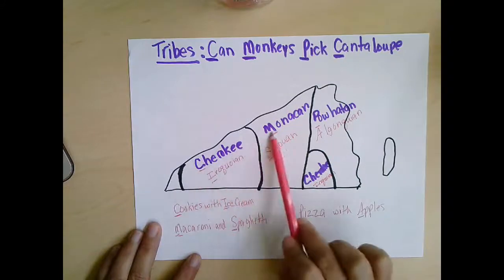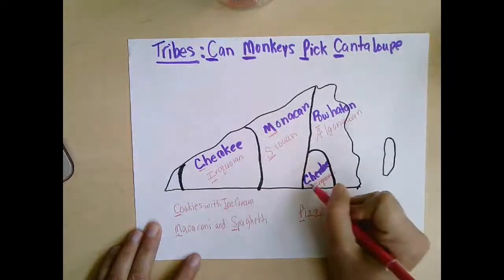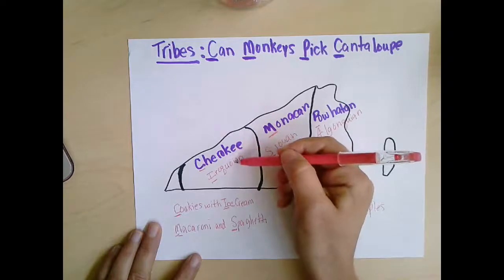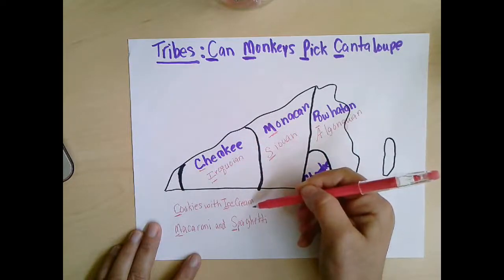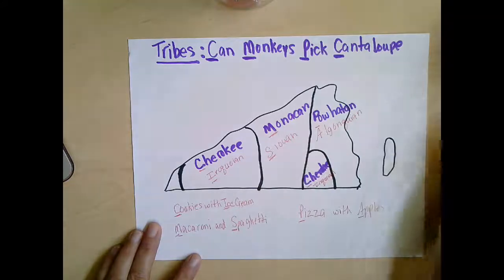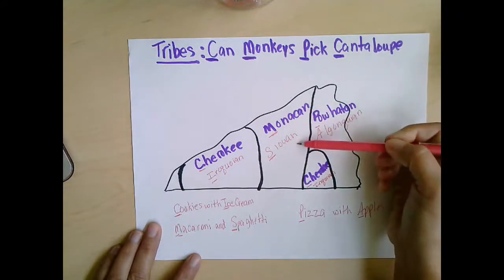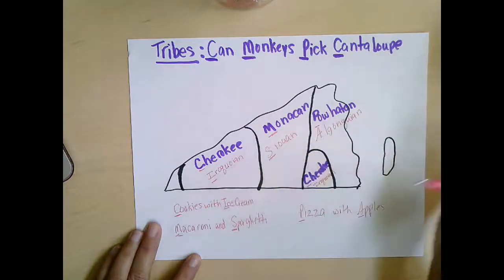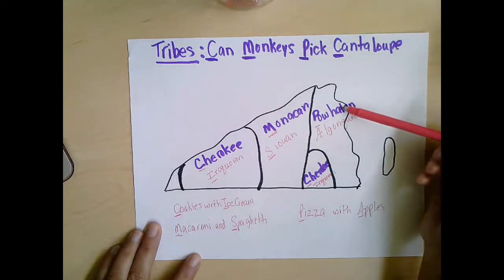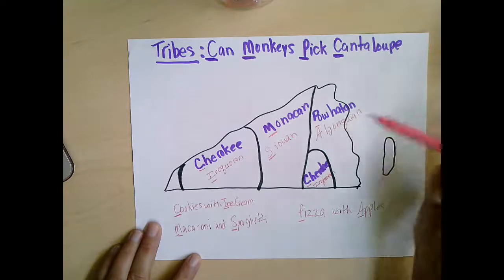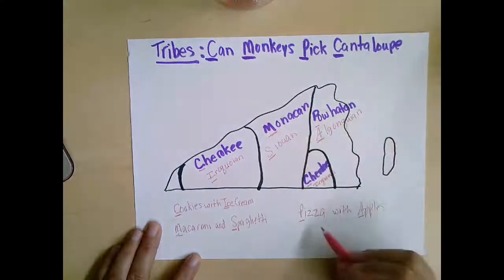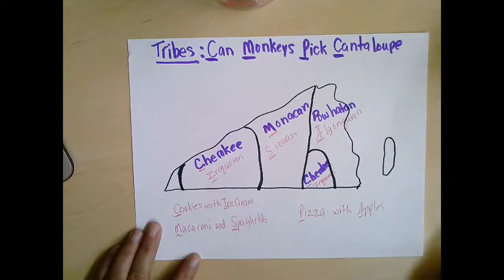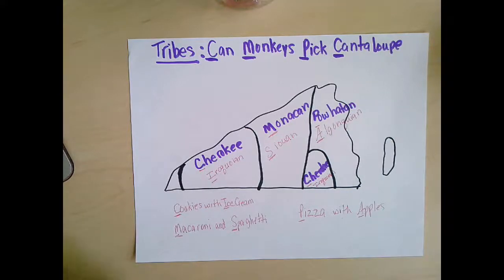Okay, so again, can monkeys pick cantaloupe? Cherokee, Monacan, Powhatan. The Cherokee speak Iroquoian, and I remember that by using cookies with ice cream. The Monacan tribe speak the Siouan language, so I remember this with macaroni and spaghetti. The Powhatan tribe speak Algonquin, and I remember this because of pizza with apples. Boys and girls, you will need this information to use on your assignment, so make sure you have everything completed before you close out.